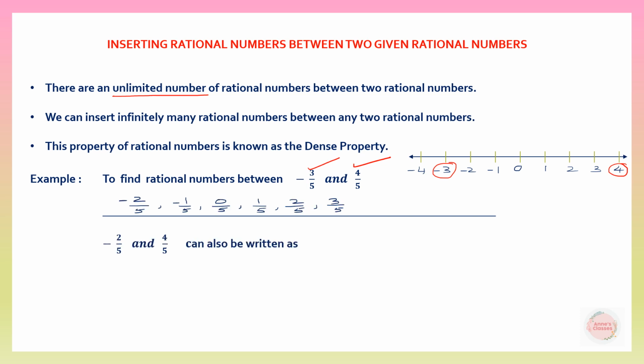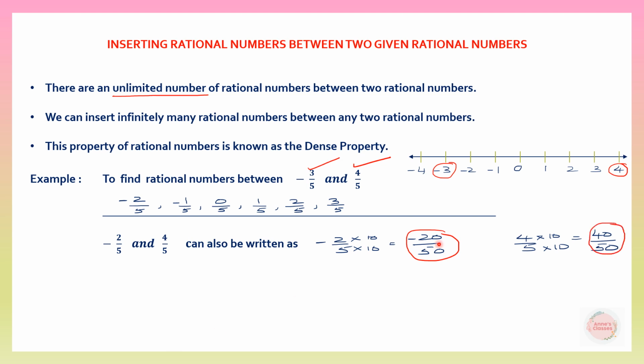Now, this can also be written this way. Now, minus 2 by 5, I can multiply this by 10. I can multiply both by 10. So, what do I get? I get minus 20 by 50. This is also minus 2 by 5 if I cancel the zeros, isn't it? Similarly, I can write 4 by 5 as 4 into 10 and 5 into 10, which is 40 by 50. So now I have these two rational numbers, minus 20 by 50 and we have 40 by 50.